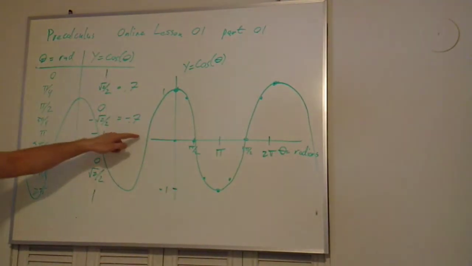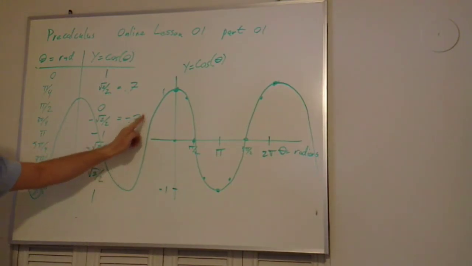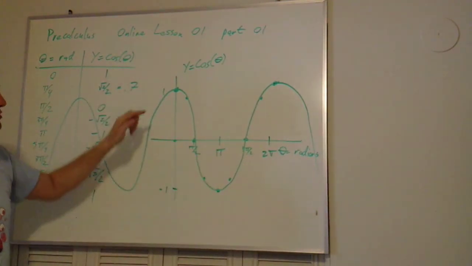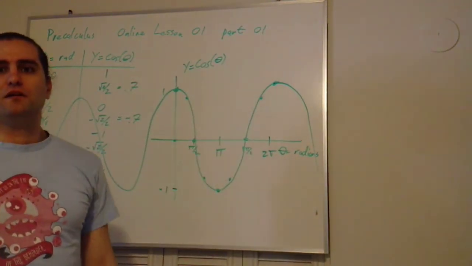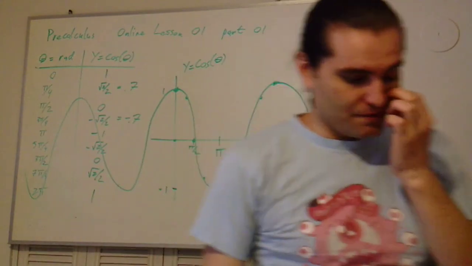Sine starts at 0 and goes up. Cosine starts at 1 and goes down. That's how you can keep those two lines separate.